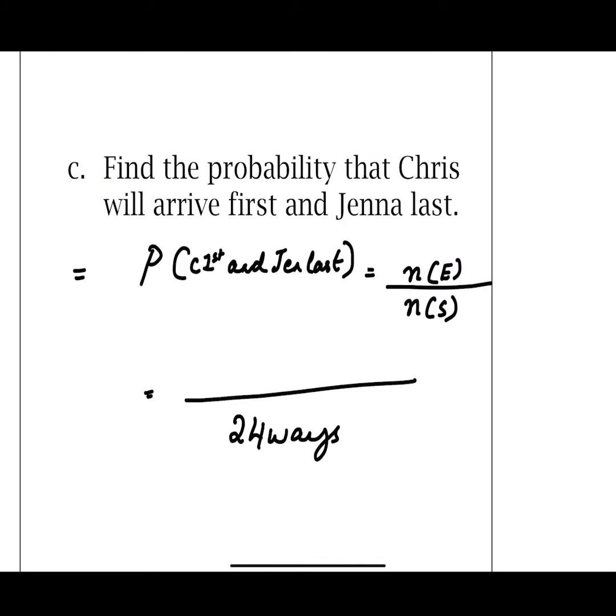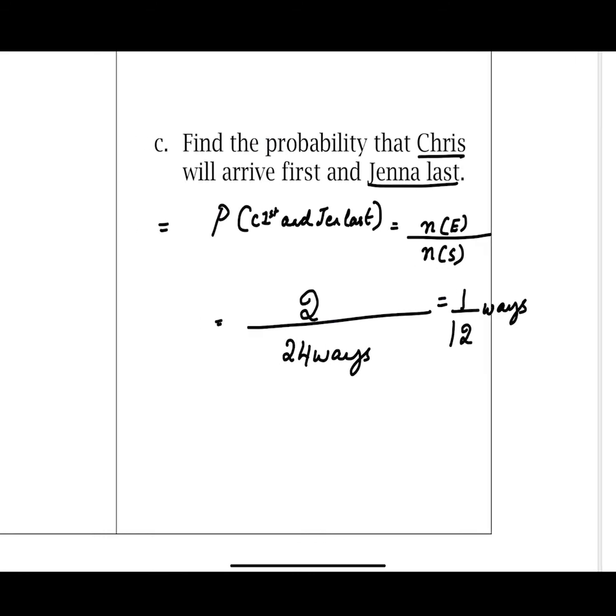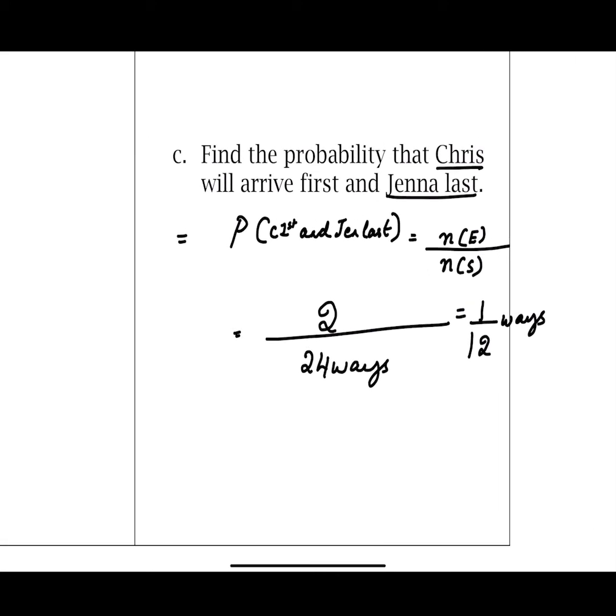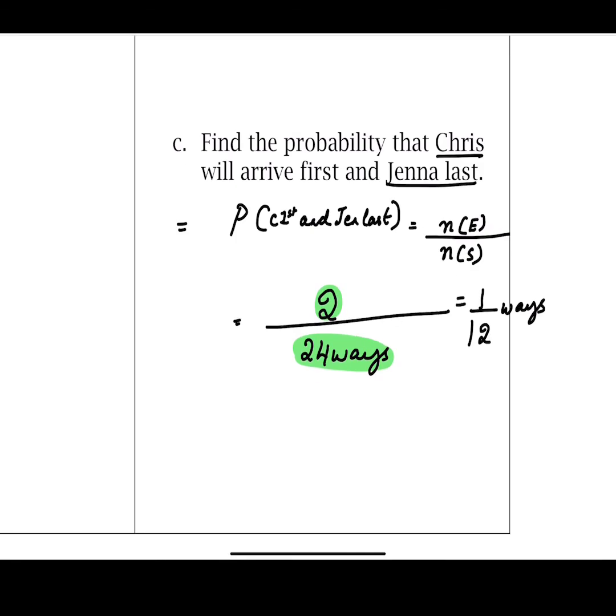And how many ways can Chris arrive first and Jenna arrive last? We did that, which is 2 ways. That is 1 over 12. Okay? Always break your probability down when you're working with it and then start your problem. So in this case, your sample space is 24. And how many ways can Chris come first and Jenna come last? 2 ways. So how many ways can this happen? 1 over 12.